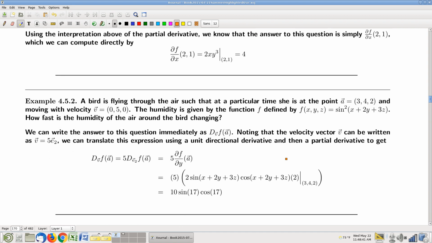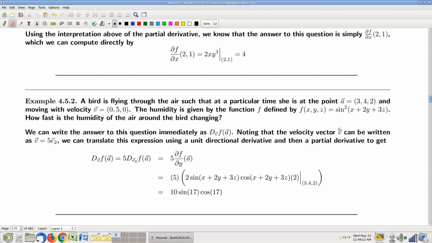Okay. All right, a little more quickly through this next example. We've got a bird flying through the air. The bird is at a certain point, moving with a certain velocity. We are asked how fast a certain function is changing. So we have been asked to compute a directional derivative, right? We're given an input point and input velocity. We're given an input rate of change. We've been asked to compute an output rate of change. That's exactly what the directional derivative does.